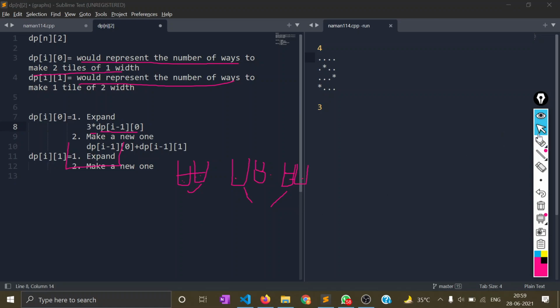So if three of them are the same, then we would just be adding these three up, which means 3 into dp I minus 1 0. So that's a little tricky part to be explained as well as to be understood. So please understand what I'm saying, right? Because it is a crucial part here. Why is this code working? Why is this 3 into dp I minus 1 working?